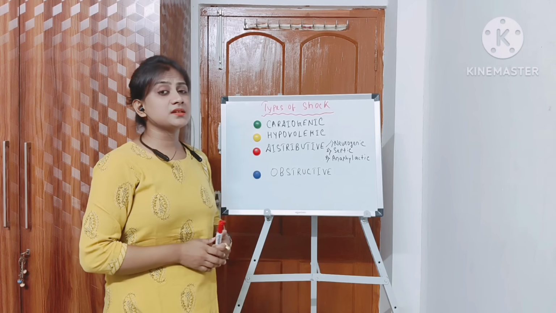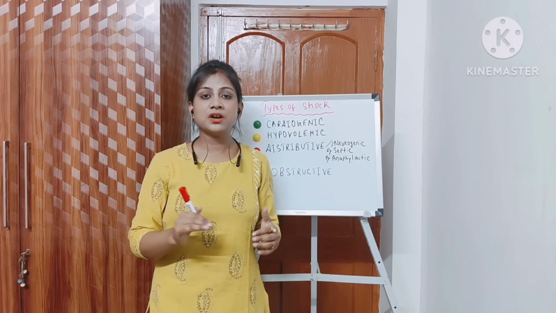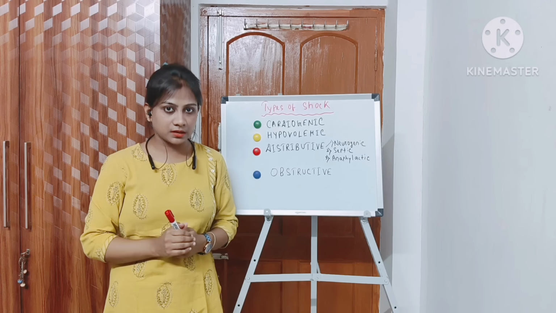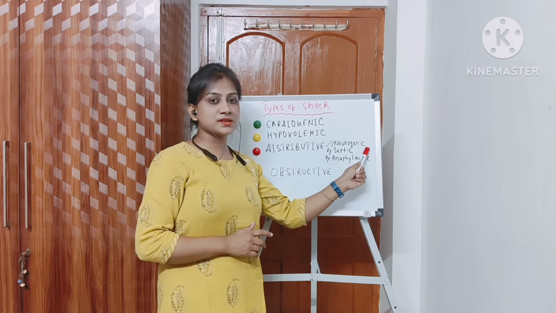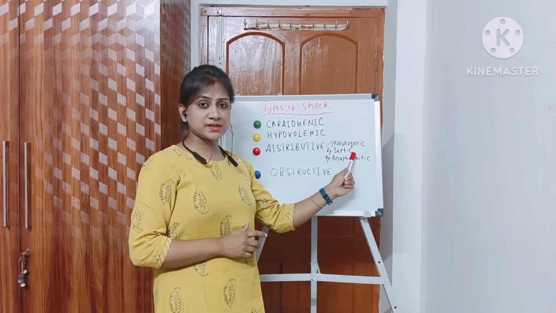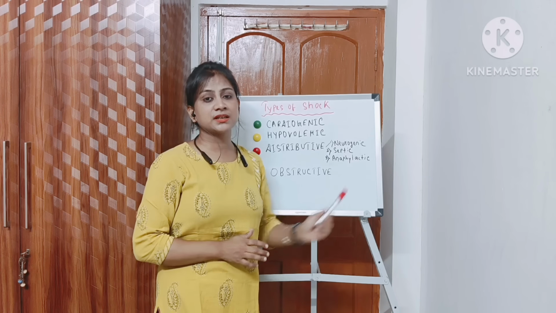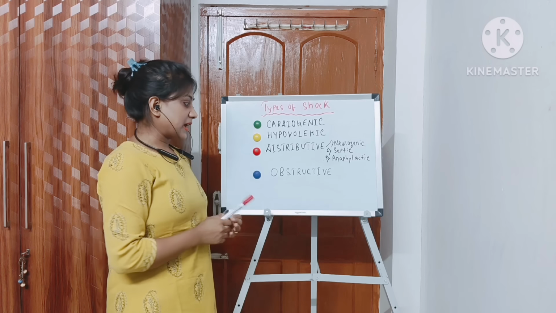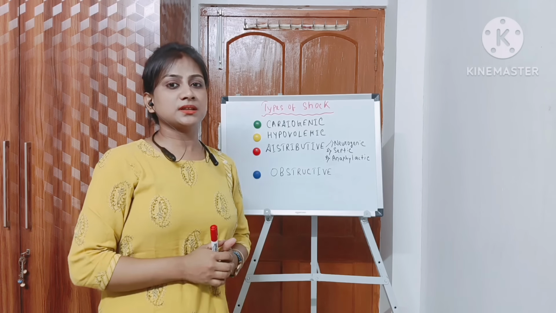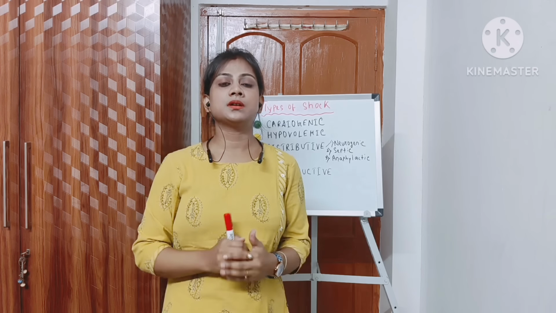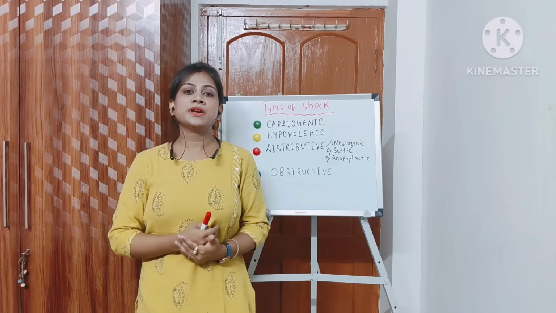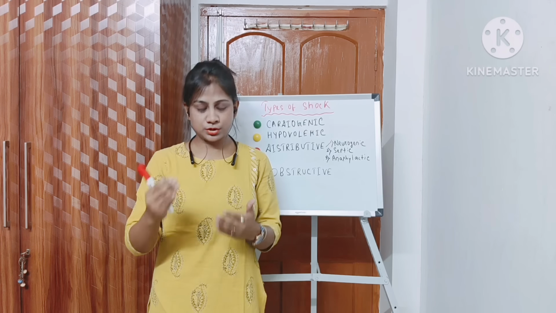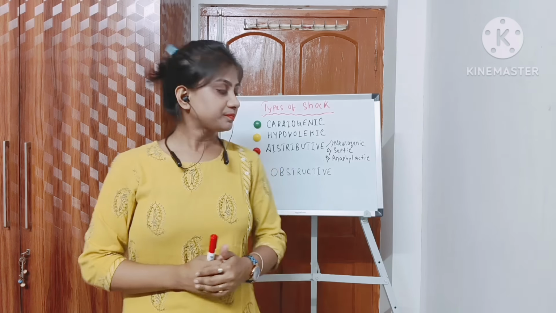Then distributive means there is no obstruction to the flow of blood or fluid, but still due to some other causes there is shock, like neurogenic causes. It may be due to sepsis, or it may be anaphylactic, that means an allergic reaction. Due to that it may happen. And lastly, obstructive. Obstructive means when there is an obstruction due to mechanical or non-mechanical causes and it is leading the patient to shock and death. That is obstructive.